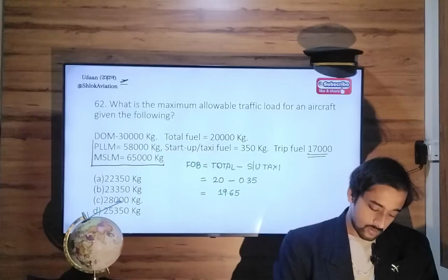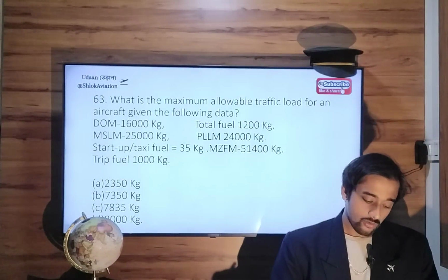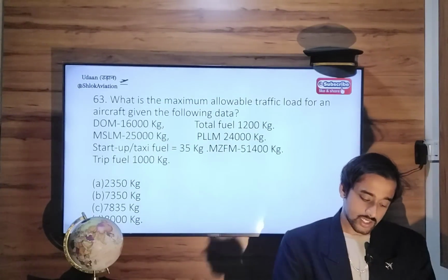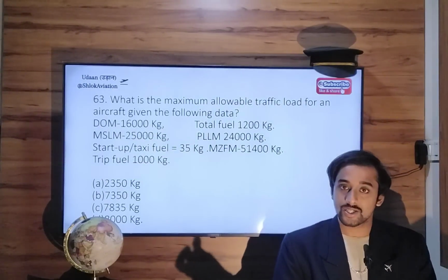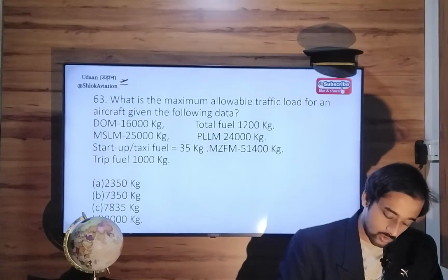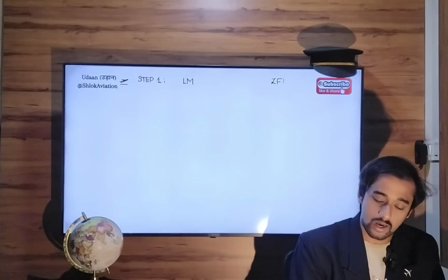Next. Question 63. What is the maximum allowable traffic load for aircraft given the following data? Again, similar conditions are given: zero fuel mass, two types of landing masses, trip fuel, total fuel, and so on and so forth. Step number 1, landing mass column and zero fuel mass column.